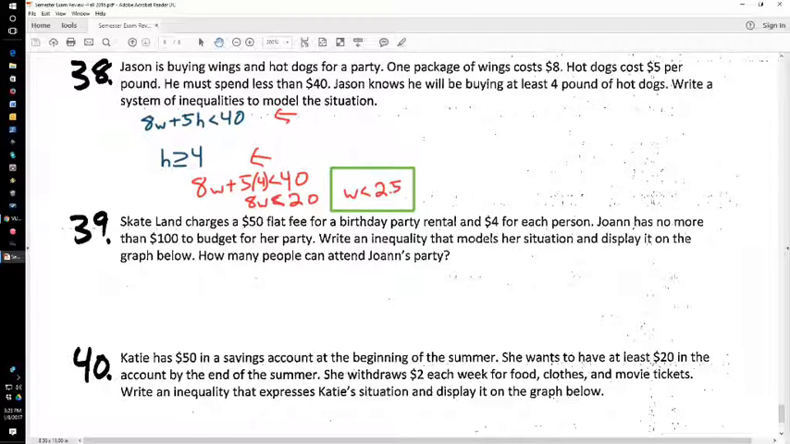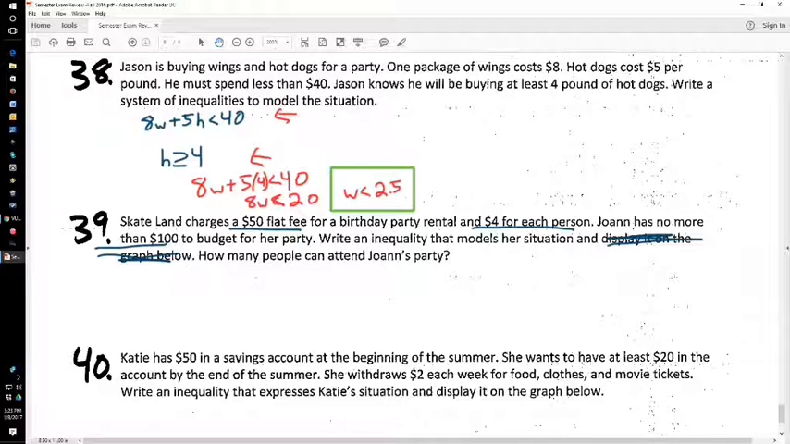39, Skateland charges $50 flat fee for a birthday party rental and $4 for each person. Joanne has no more than $100 to spend for her party. Write an inequality that models her situation, displayed on the graph below. There's no graph, so we're not going to do that. And how many people can attend Joanne's party? So, $50 flat fee, $4 per person, and no more than $100.